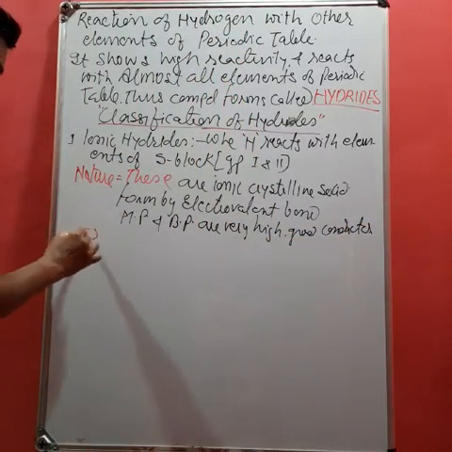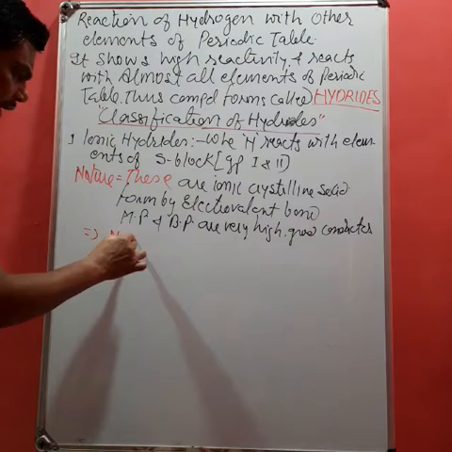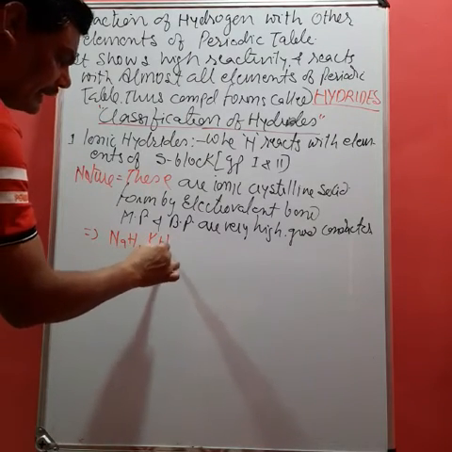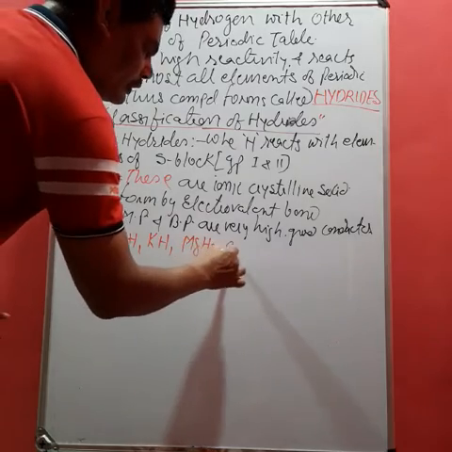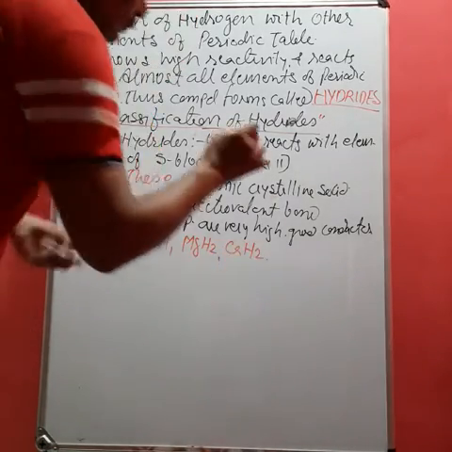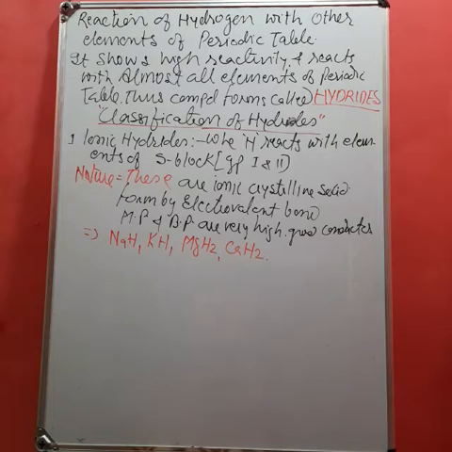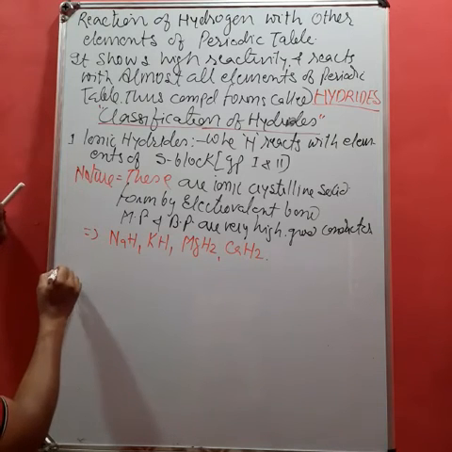So, a lot of examples are there, like NaH, like KH, like MgH2, like CaH2. They are called what? Ionic solids.